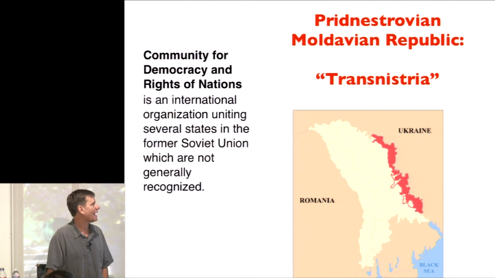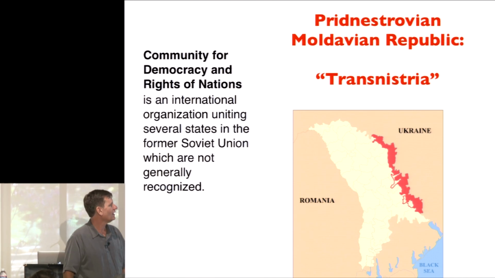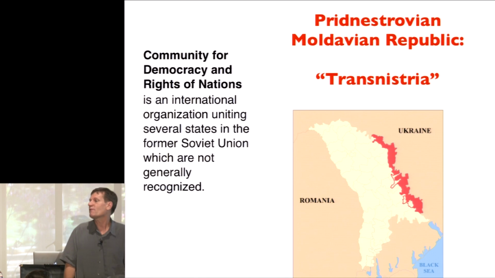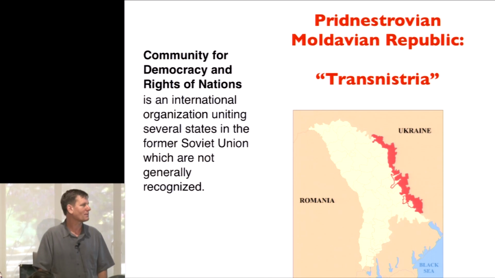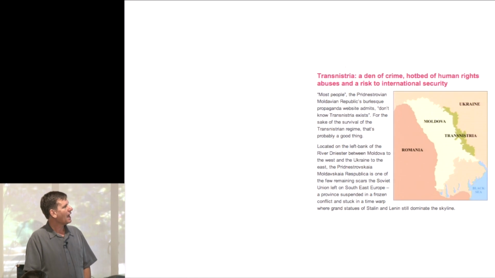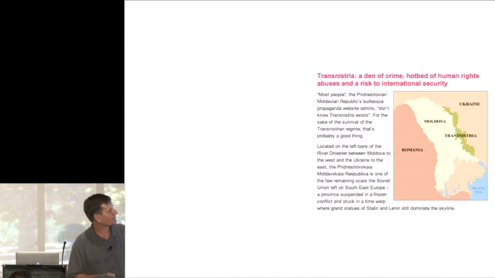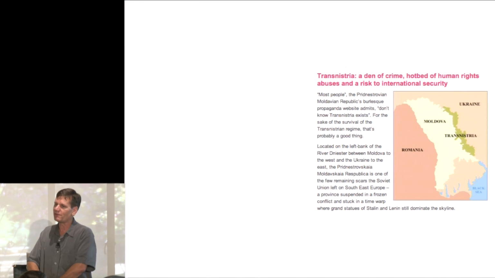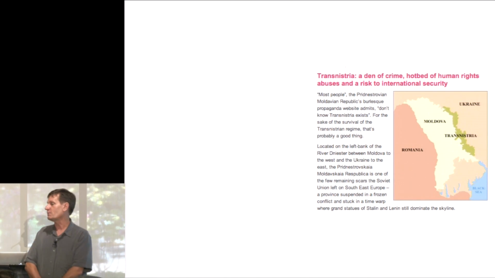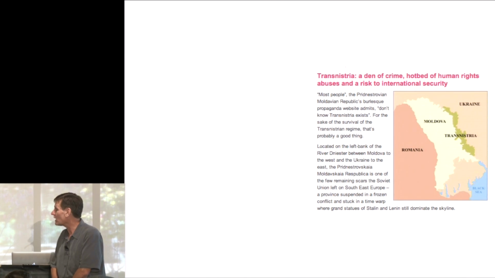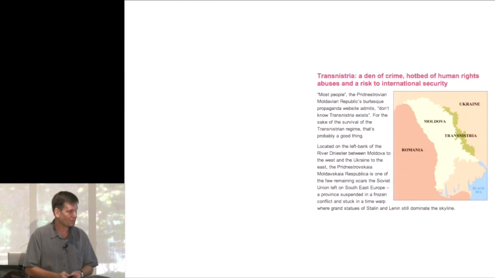It's declared itself independent. It's part of this Community for Democracy and Rights of Nations, also known as the Federation of Unrecognized States. So it recognizes South Ossetia and Abkhazia, and they recognize it, and they exchange diplomats and the like. This is a pretty accurate depiction, though, a den of crime, hotbed of human rights abuse, and a risk to national security. There's a lot of weapons manufacturing there. It's a real center of human trafficking, sort of sexual slavery, if you will. Cigarette smuggling, drug smuggling, you name it, it's a problem.